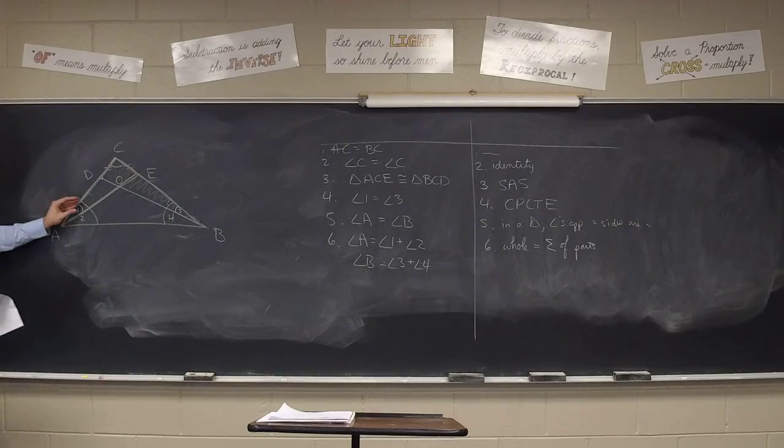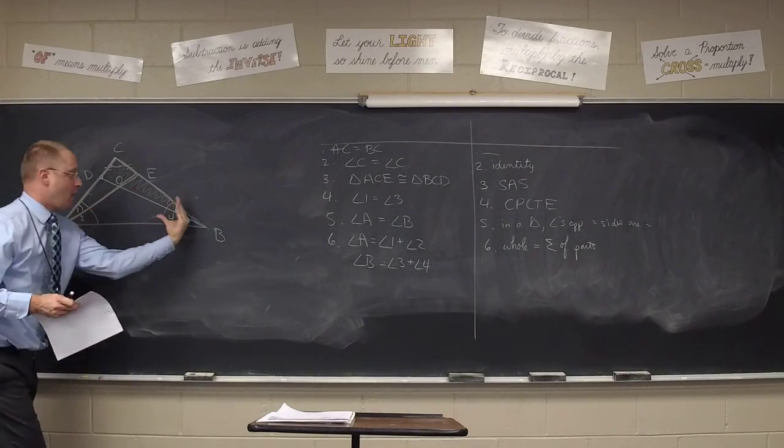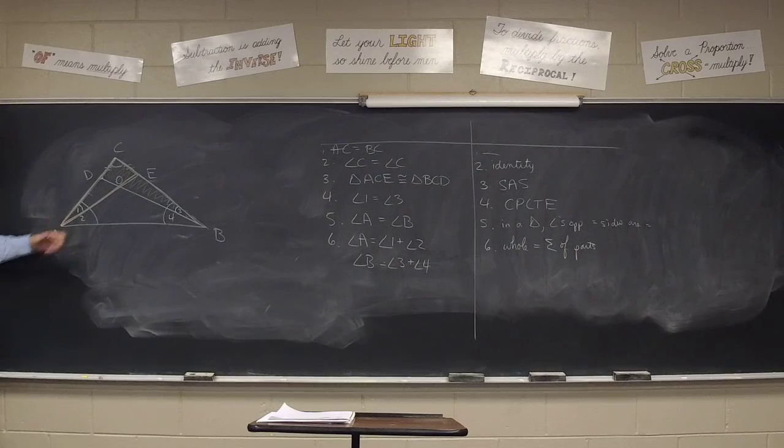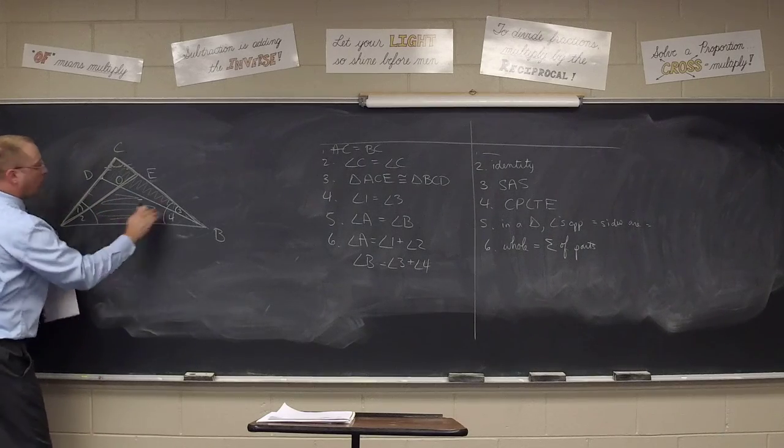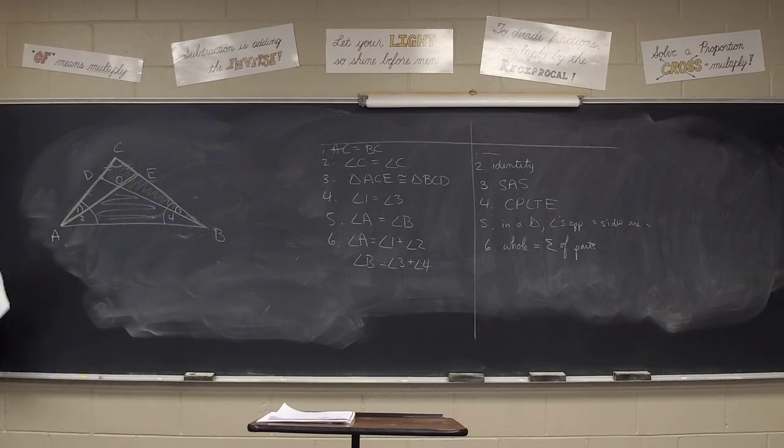Eventually, if I take the little piece 1 and little piece 3 off of A and B, what's going to be left? And if 2 and 4 are equal in this triangle, then A and B are equal. We've got an isosceles triangle, right? That's kind of the analysis.